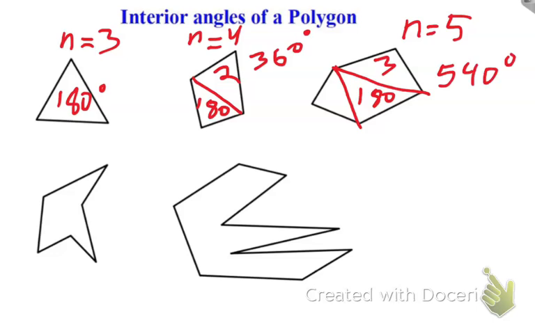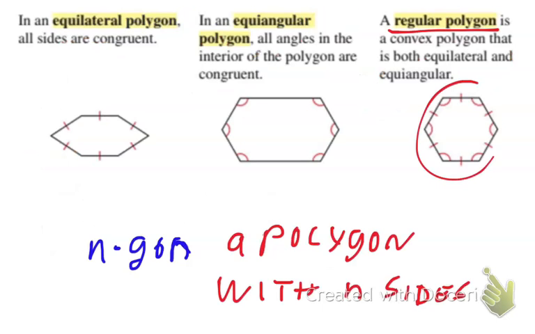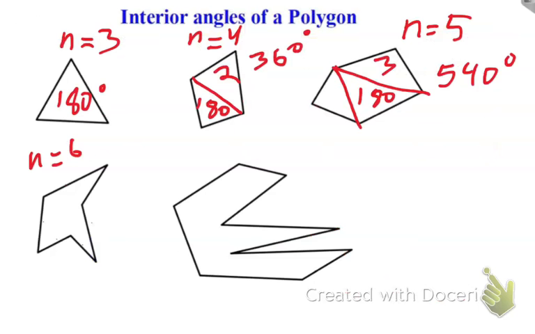Okay, so the next one on here, let's see how many sides do we have here. We have 1, 2, 3, 4, 5, 6. So n equals 6. So this is a hexagon. Clearly it is not a regular hexagon. It does not look anything at all like this right here, right? But it is a hexagon.